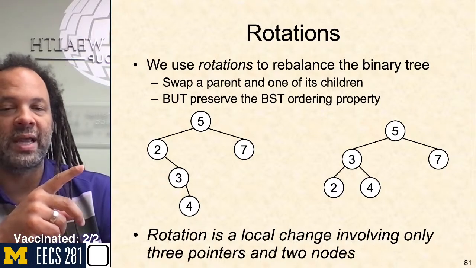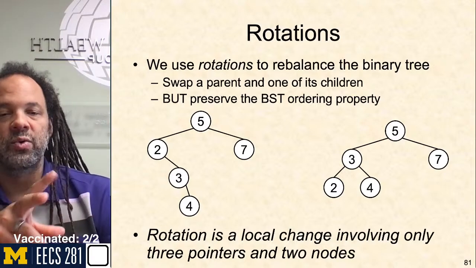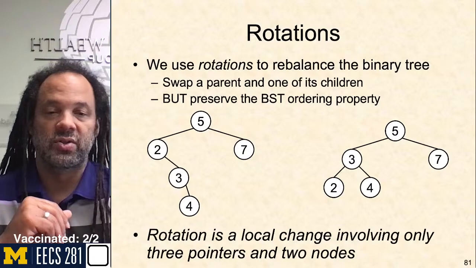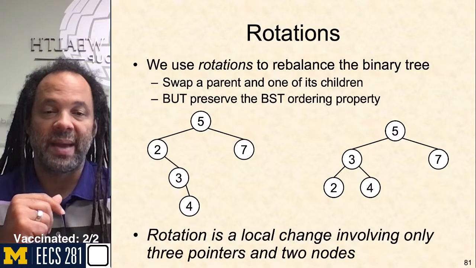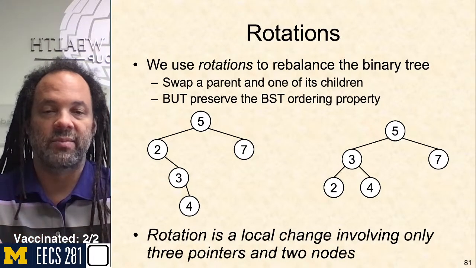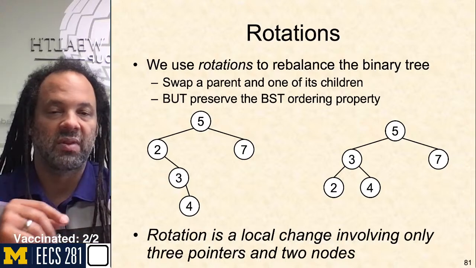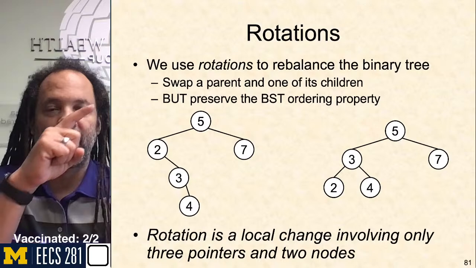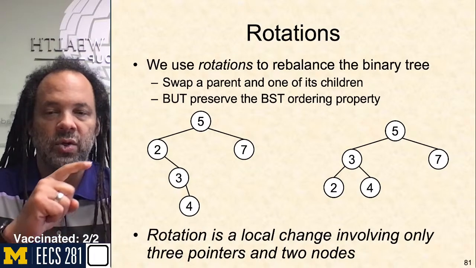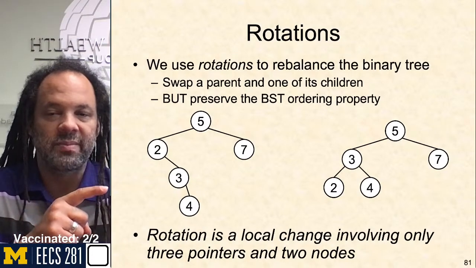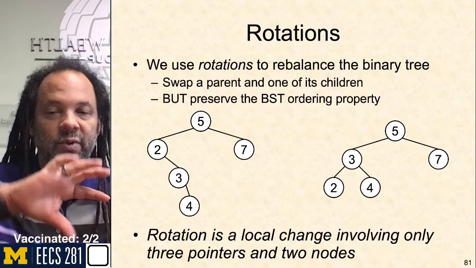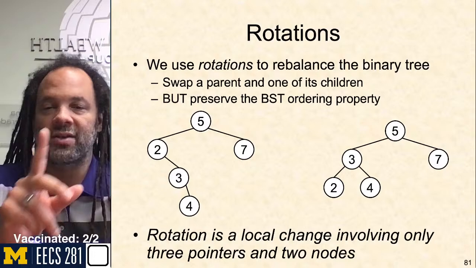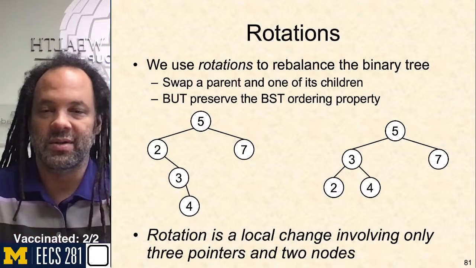So now 5 is pointing at the 3, and the 2 and 4 are below it. That's good. I've still got a binary search tree. And I've also got a balanced tree. 5's left subtree height is 2, right subtree height is 1. Life is good. What happened there? We've swapped a parent and one of its children. So 2 used to be a parent, and 3 used to be a child of 2. If we swap those 2 things, now 3 is the parent, and 2 is the child, right?